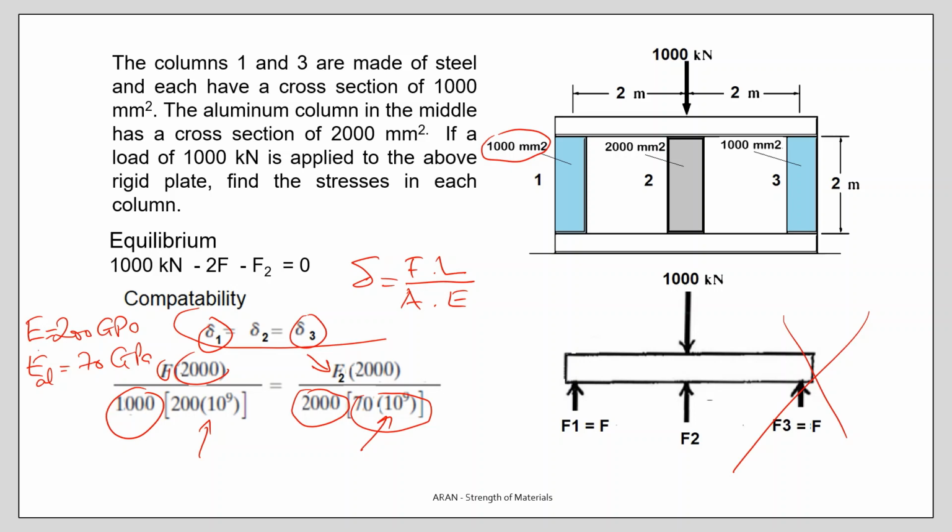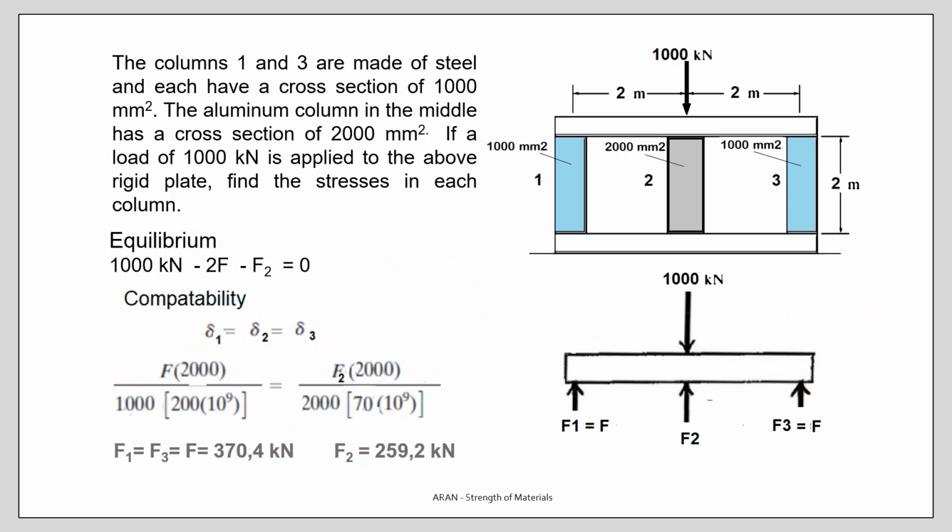As you see, now I have two equations, equation number 1 and equation number 2, and two unknowns, and the problem can be solved. If you solve these two equations, you find that F1 and F3, the steel columns, have a force of 370 kilonewtons, and the one in the middle, the aluminum column, takes a load of 259 kilonewtons. You can take the areas and divide these forces by the areas and find the stresses.